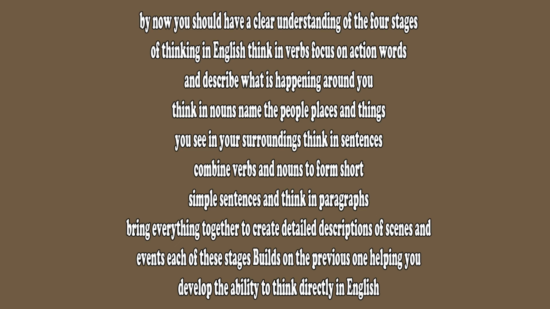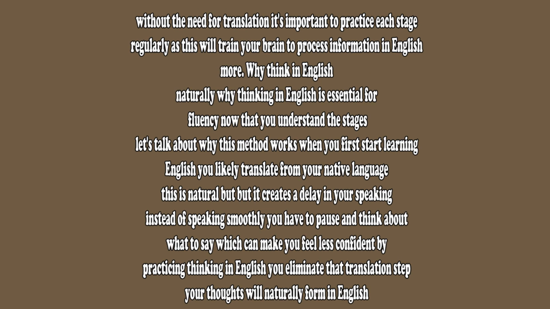Think in verbs. Focus on action words and describe what is happening around you. Think in nouns. Name the people, places, and things you see in your surroundings. Think in sentences. Combine verbs and nouns to form short, simple sentences. And think in paragraphs. Bring everything together to create detailed descriptions of scenes and events. Each of these stages builds on the previous one, helping you develop the ability to think directly in English without the need for translation. It's important to practice each stage regularly, as this will train your brain to process information in English more naturally.